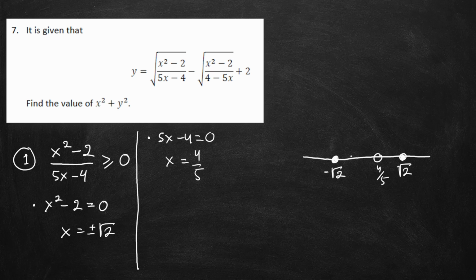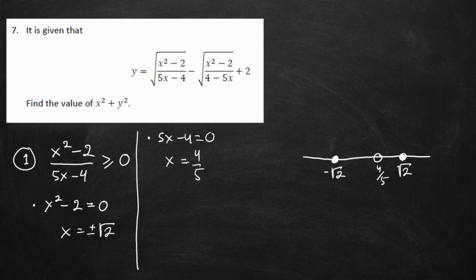But you will notice the difference between this dot and the other two. The other two are full dots, and this 4 over 5 is a hollow dot. Why is that? Because these two can be equal to square root of 2 or equal to minus square root of 2, while this one cannot be equal to 4 over 5. Why is that? Because of the 5x minus 4: if x is equal to 4 over 5, then the denominator here will be 0, and some number divided by 0 is undefined. So that's why the denominator cannot be 0.